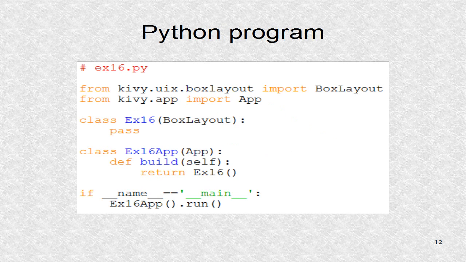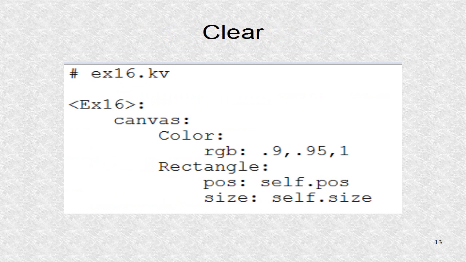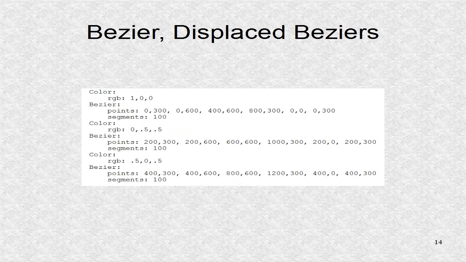12. This Python program will start the Kivy program to draw the Bezier curves. It is based on box layout. 13. In the Kivy file, first the window color is set. 14. Next we have 3 Bezier curves. Each has a different color.